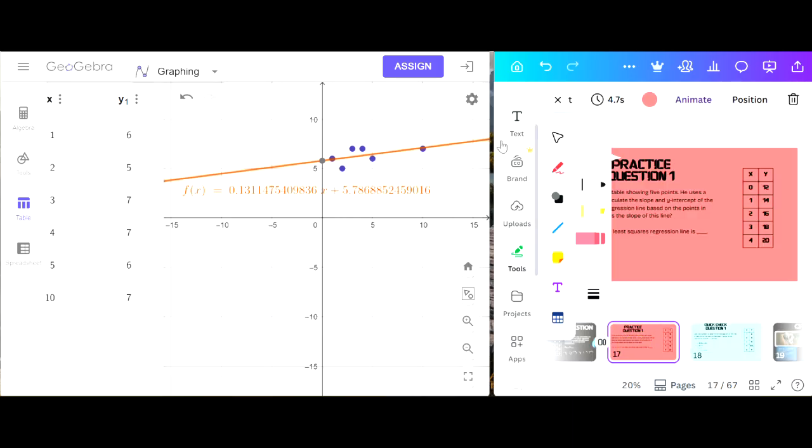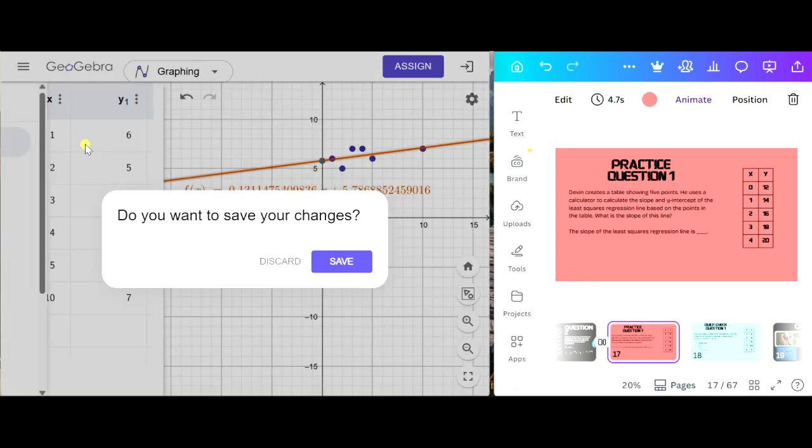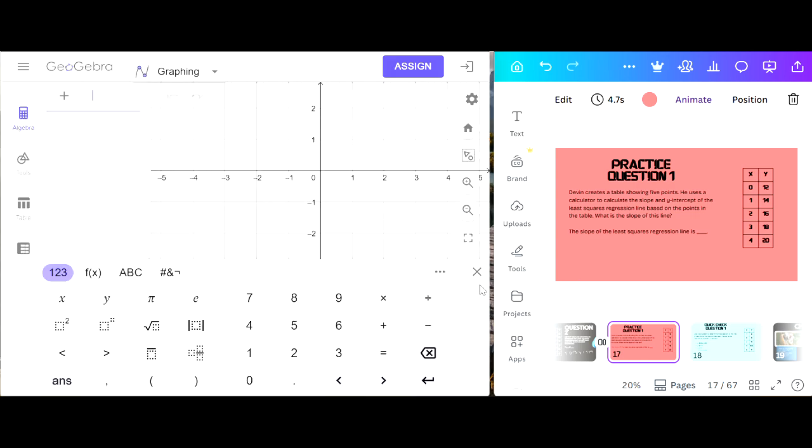Okay, here is practice question number 1 at the end of the lesson. And so you'll want to write the answer down so you can enter it later. Okay. It says Devin creates a table showing 5 points. He uses a calculator to calculate the slope and y-intercept of the least squares regression line based on the points in the table. What is the slope of the line? Go ahead and pause your video, figure it out, come back.